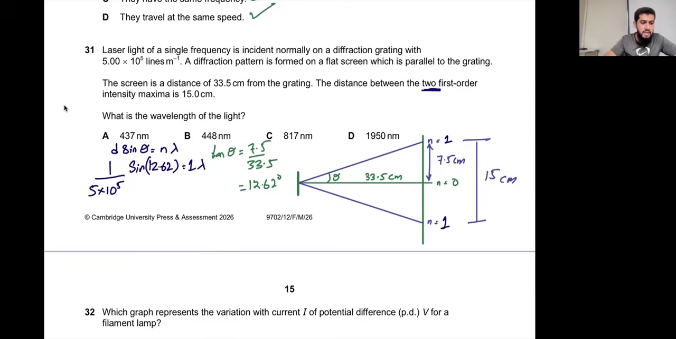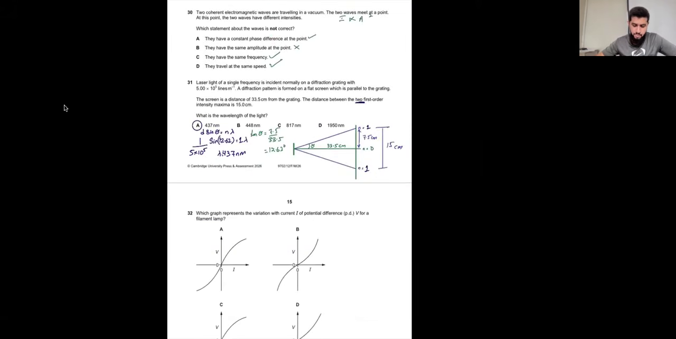So that gives me the answer as 437. Lambda is equal to 437 nanometers. Thank you for pointing that out. 437 nanometers.